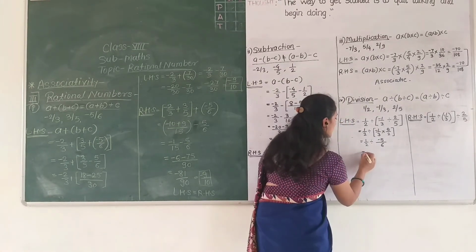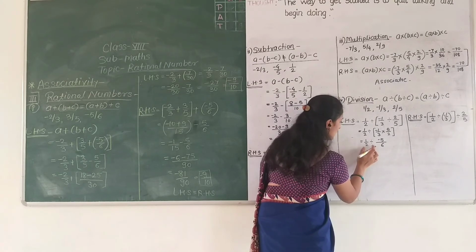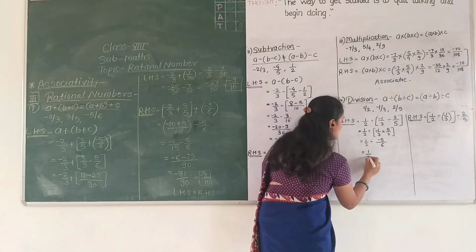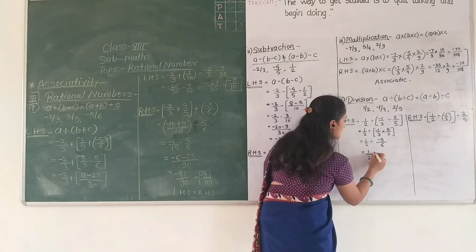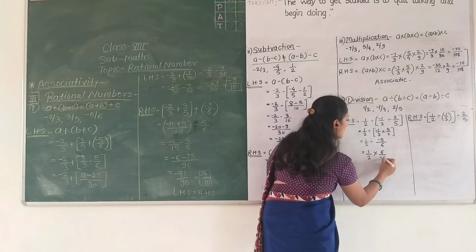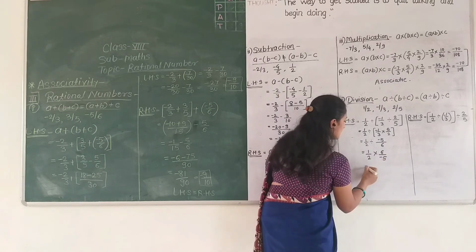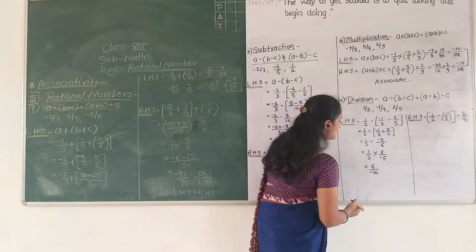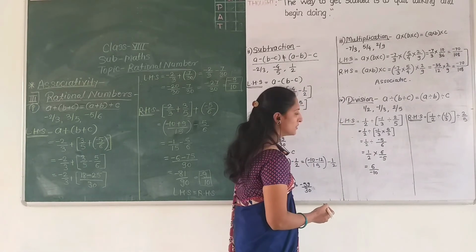Right? Now again we have to do the division here. So 1 divided by 2. This division will change to multiplication, and reciprocal of negative 5 upon 6 is 6 upon negative 5. Right? Now the multiplication is 6 1s are 6 and 5 2s are 10. So answer is negative 6 upon 10.